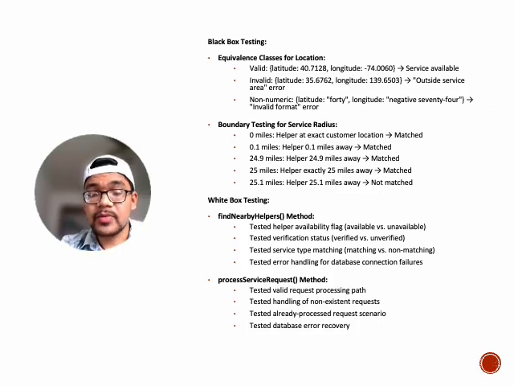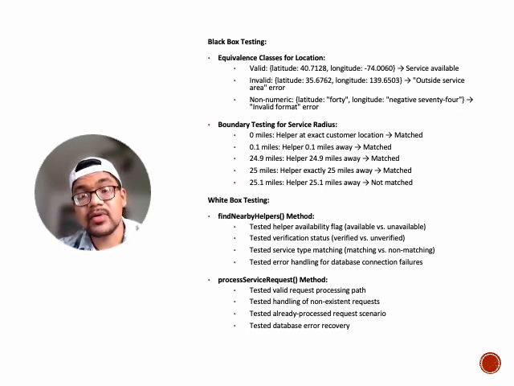Next, I'm going to be talking about the testing strategy of our roadside assistance application. First, we have black box testing. Black box testing has two different sections. The first is the equivalence classes for location. This checks the validity of the location input, and it determines whether the service proceeds further. If the location is invalid, then the service does not proceed further.